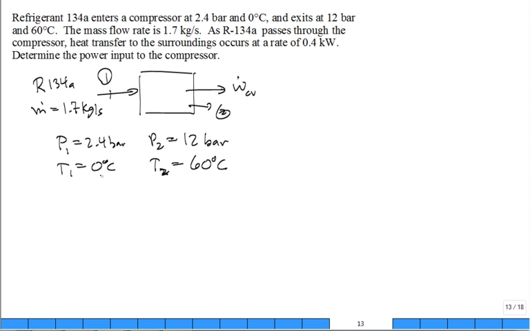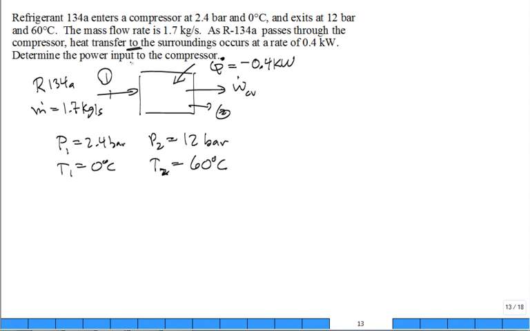Now, we also have heat transfer to the surroundings occurs. Notice, they tell me that Q dot is to the surroundings at a rate of 0.4 kilowatts. So it's negative 0.4 kilowatts in my traditional sign convention of Q dot's positive in. All right.